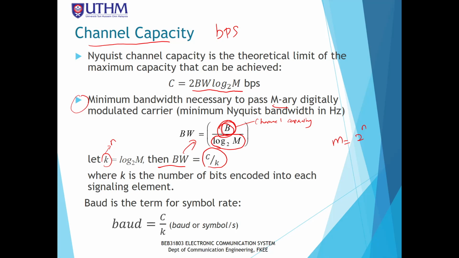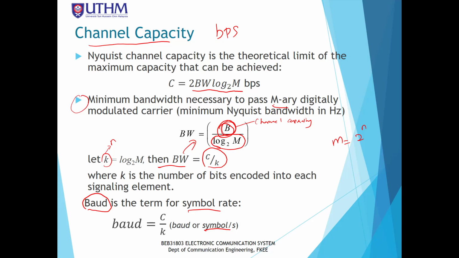The maximum would be the channel capacity. Okay, and then what? We have another term we call a baud. Baud is what we call a symbol rate. Okay, baud is the symbol rate. Remember that we have bit rate and we also have symbol rate. The unit is baud, or you can say symbols per second. So either you use baud or you use symbols per second.